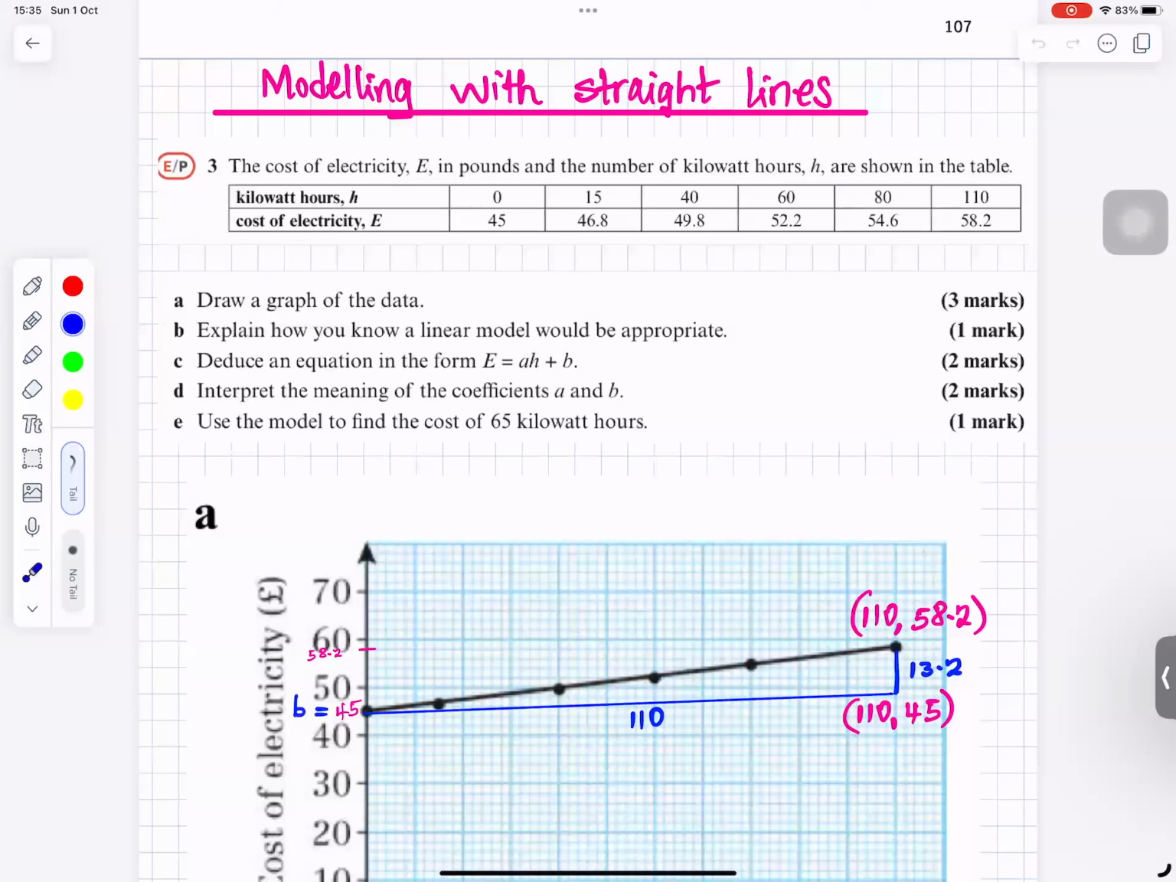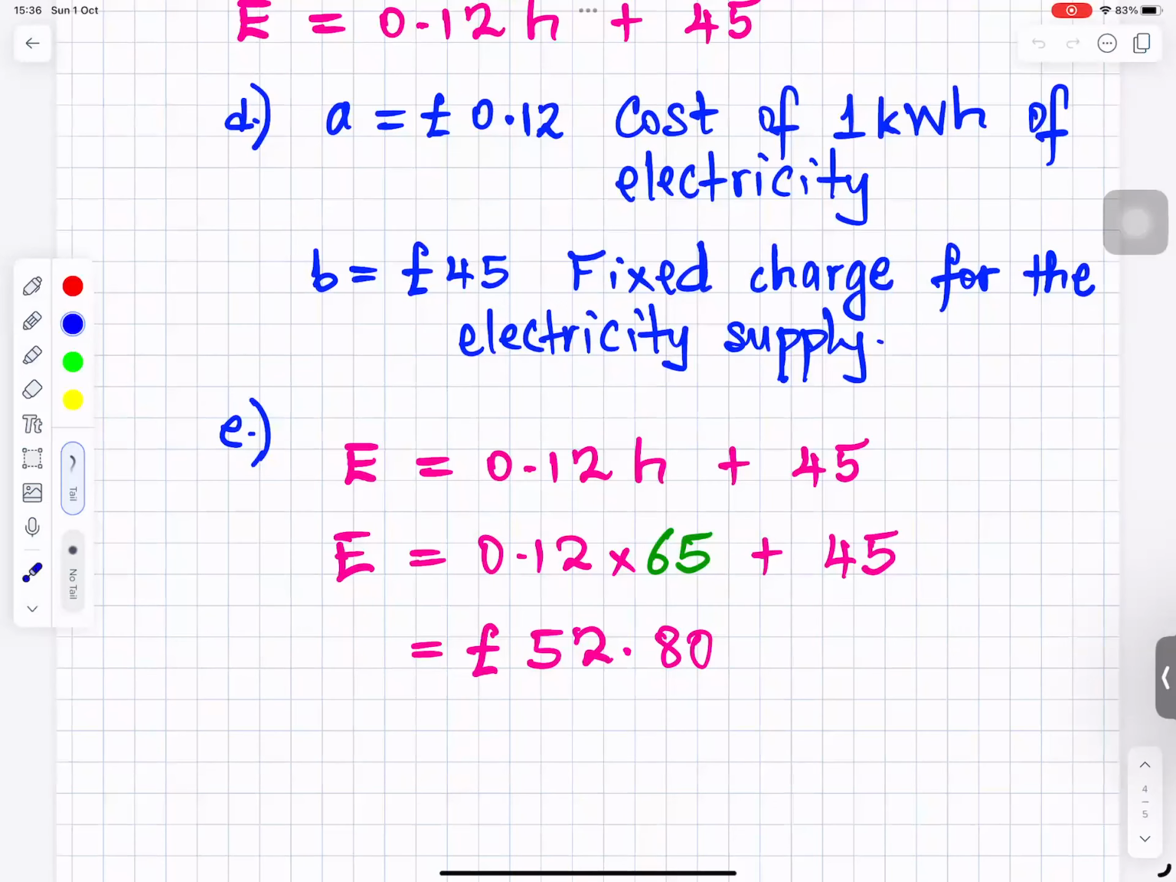Now for part D and part E. Part D says interpret the meaning of the coefficients A and B for 2 marks, and part E, use the model to find the cost of 65 kilowatt hours. So let's go and do that now. The 0.12, which is the gradient, is the cost of 1 kilowatt hour of electricity, because the y-axis gives you the cost and then the kilowatt hours on the x-axis. So the cost for 1 kilowatt hour of electricity.